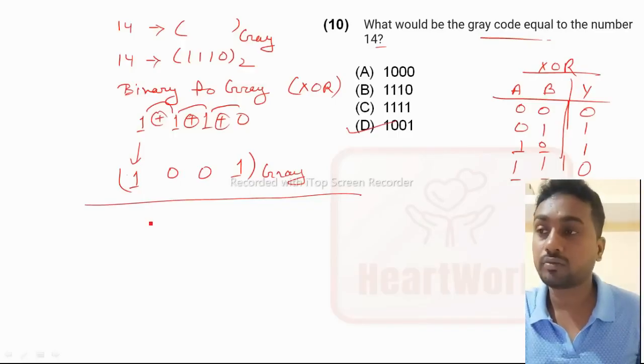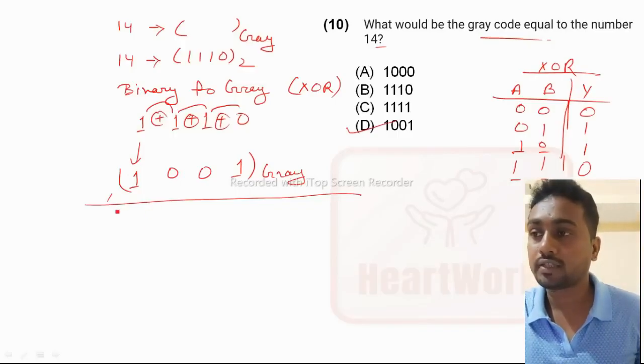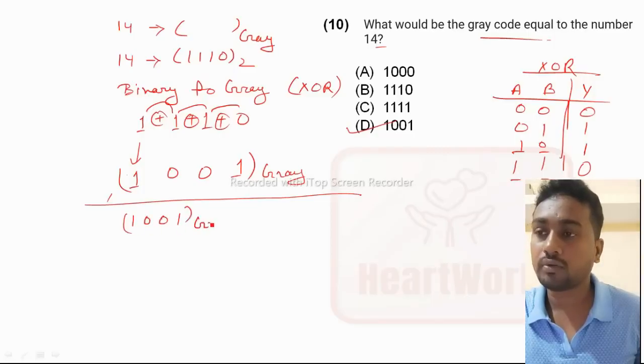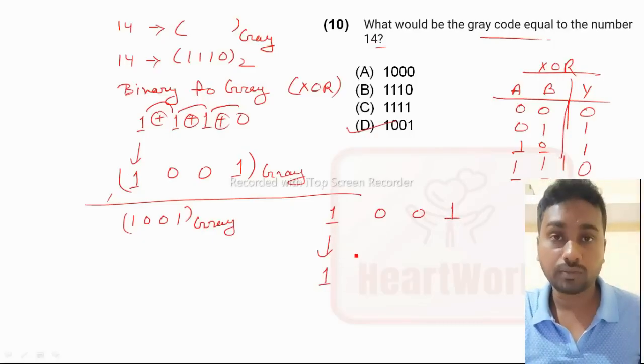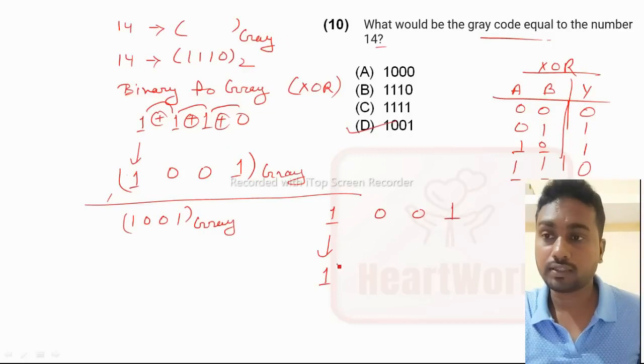How will you convert gray to binary? We'll take the same example. We have the gray number 0 0 1 0 0 1, and we have to convert it to binary. So you write 1 0 0 1, and the MSB will come down the same. It is 1. Now you have to perform the XOR operation like this.